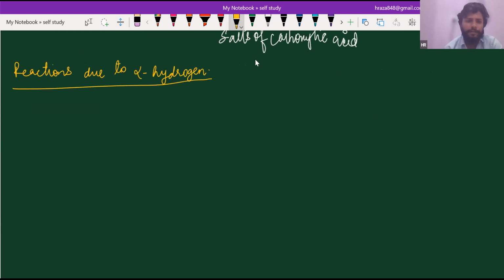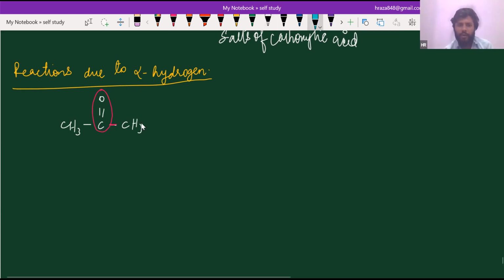Now, you can see that reaction due to alpha hydrogen. So what is this alpha hydrogen? I'm going to explain this. If you have this group, as you can see, this is your functional group, and the carbon which is directly attached to the functional group is known as alpha carbon. And the hydrogen which is attached to the alpha carbon is known as alpha hydrogen. Is that clear, everyone?